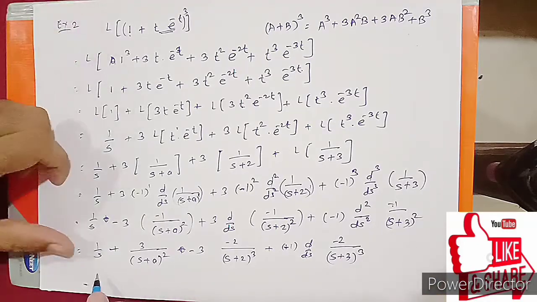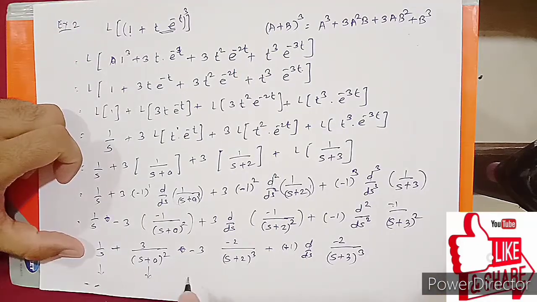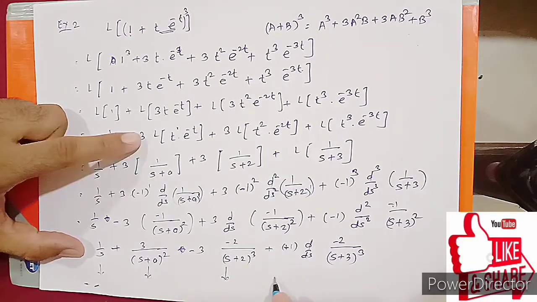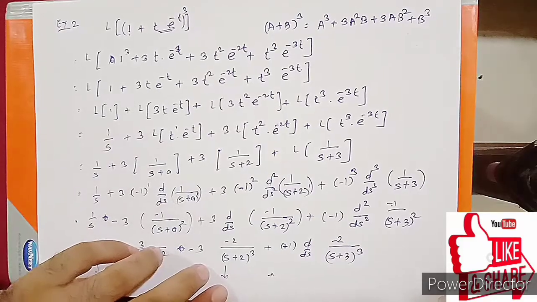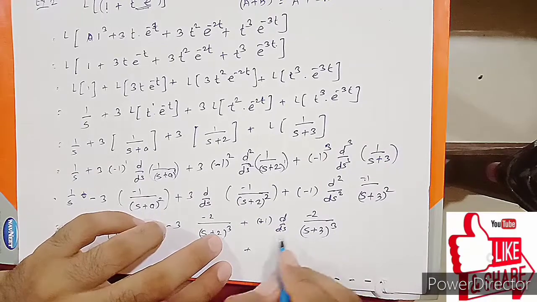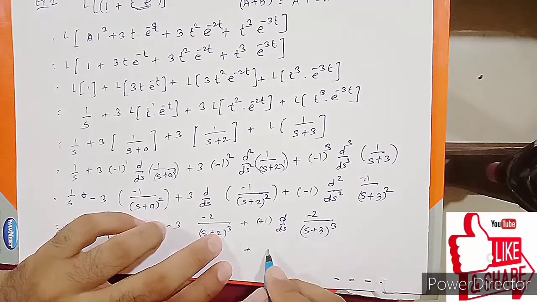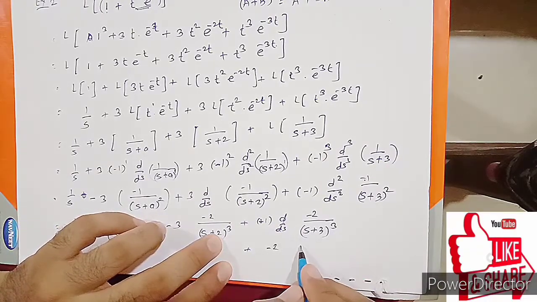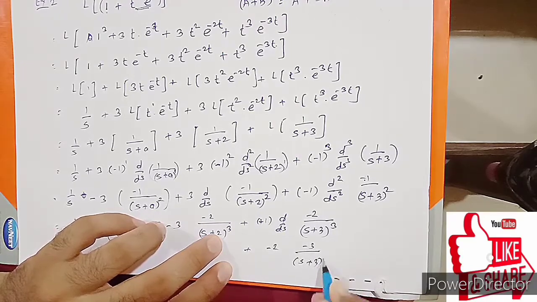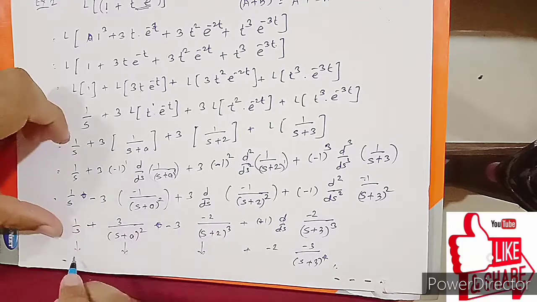Again one derivative is pending here, so this step is as it is, this step is as it is, this step is as it is. So what is this step? One derivative is pending here, so we are applying the last derivative, that is, minus 2 is as it is, the last derivative is, what is the last derivative? 3, so it is minus 3 divided by (s plus 3) raised to 4. So this is our final answer.